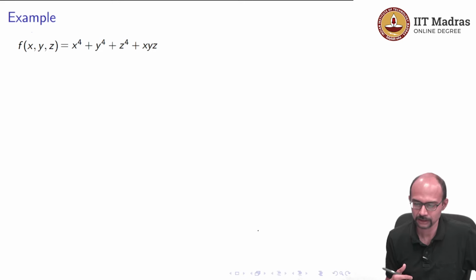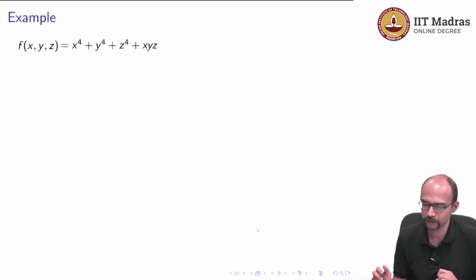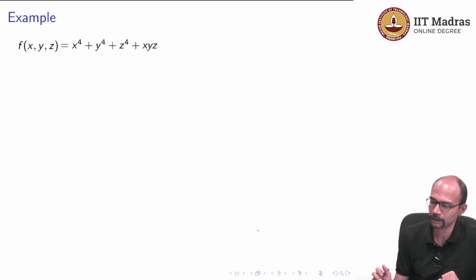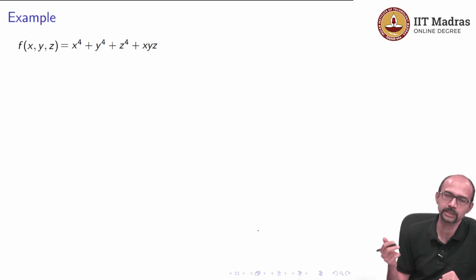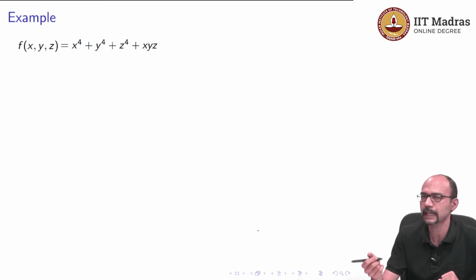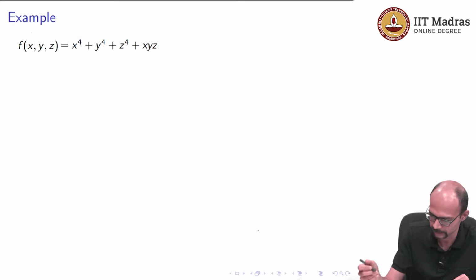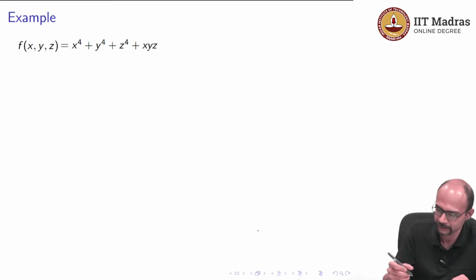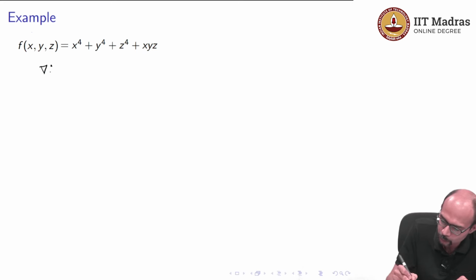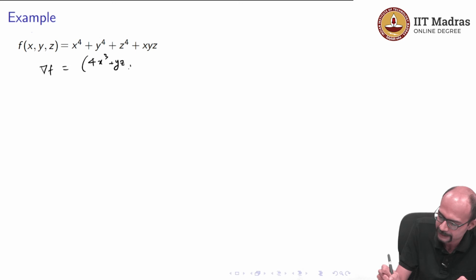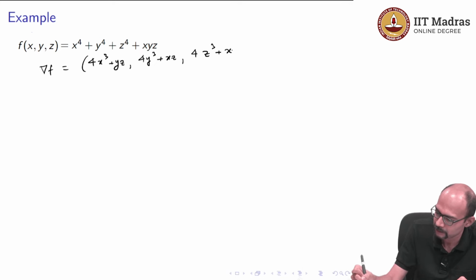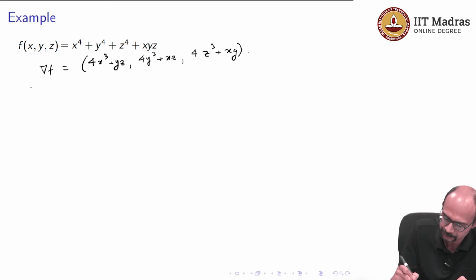So, let us do this final example of x to the power 4 plus y to the power 4 plus z to the power 4 plus xyz. I want to do this example just to show you that sometimes these calculations do become rather difficult, doable, but difficult. So, what is the gradient? The gradient is 4x cube plus yz, 4y cube plus xz, 4z cube plus xy. Let us set this to 0.